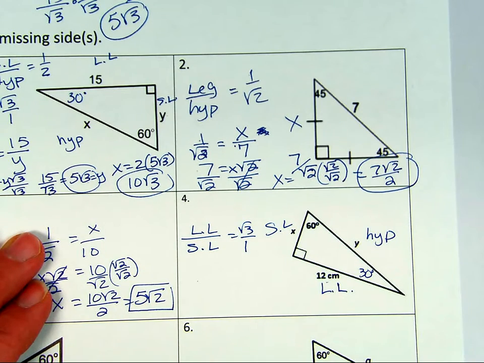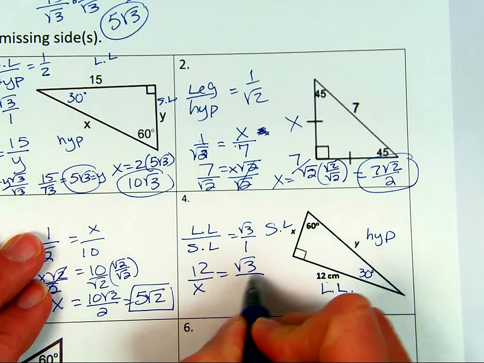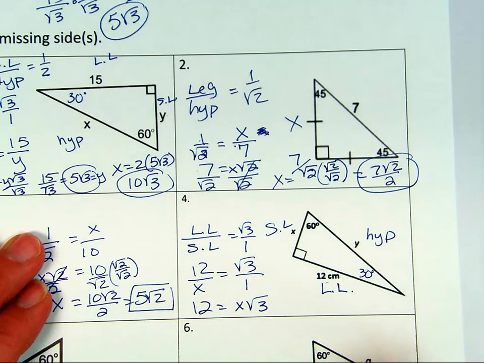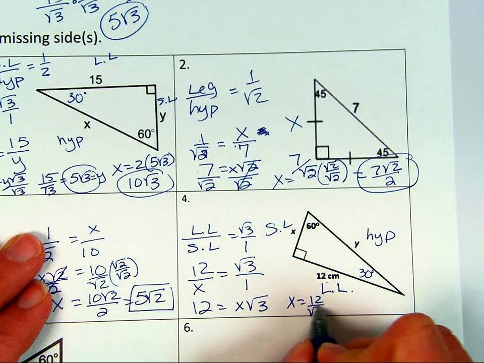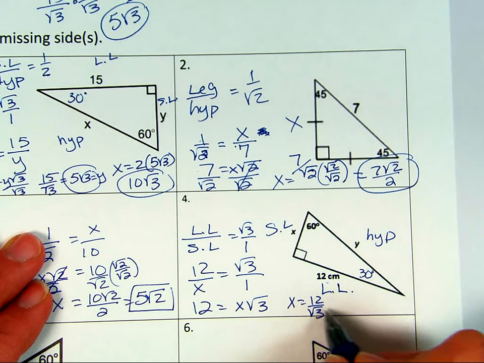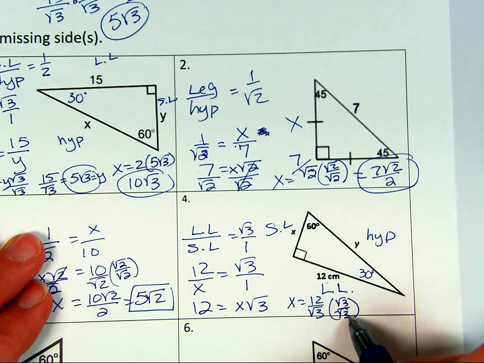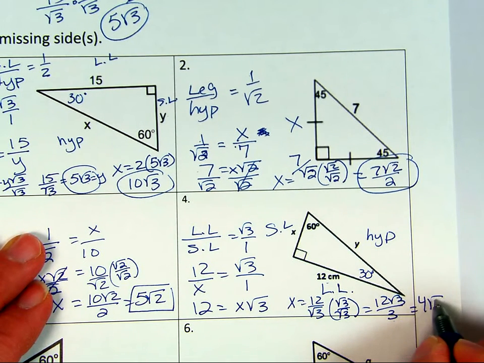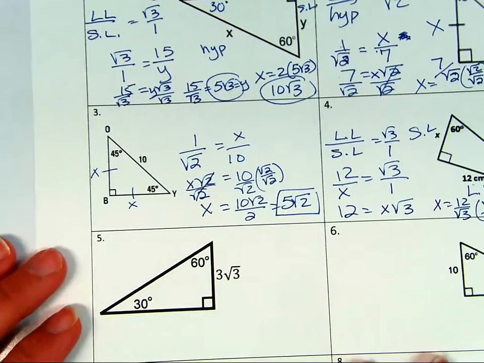That's the ratio. So I say, okay, long leg is 12, short leg is x, and I know my ratio is radical 3 over 1, and then I cross multiply. So 12 equals x times the square root of 3, and I divide by the square root of 3. I get x equals 12 over the square root of 3. But then again, I've got radicals in the denominator. It's not considered simplified, so to rationalize the denominator, I multiply by the number 1, but I choose square root of 3 over square root of 3, and I get 12 square roots of 3 over 3, but the 3 goes into 12 4 times, so I get 4 square roots of 3.